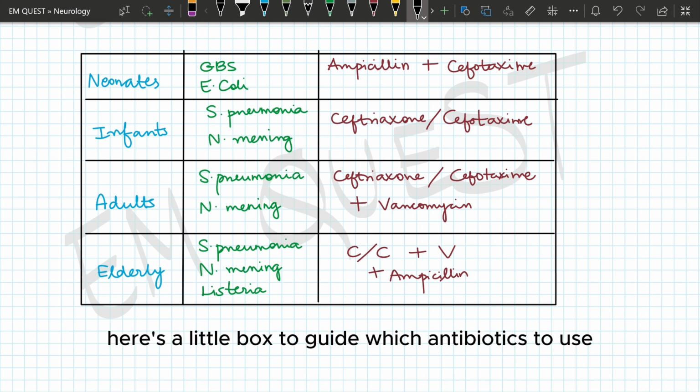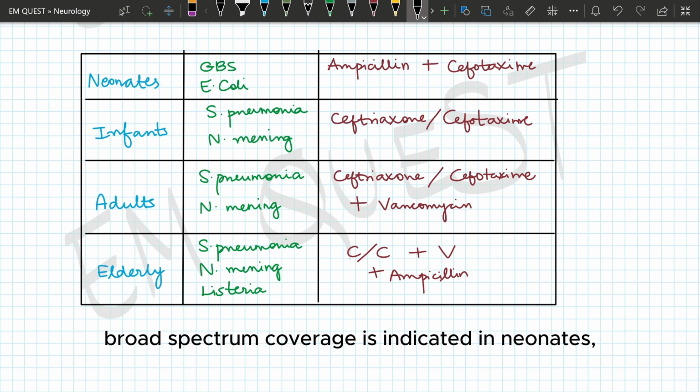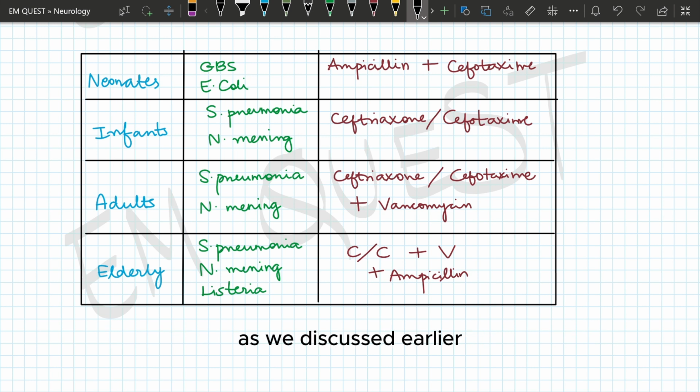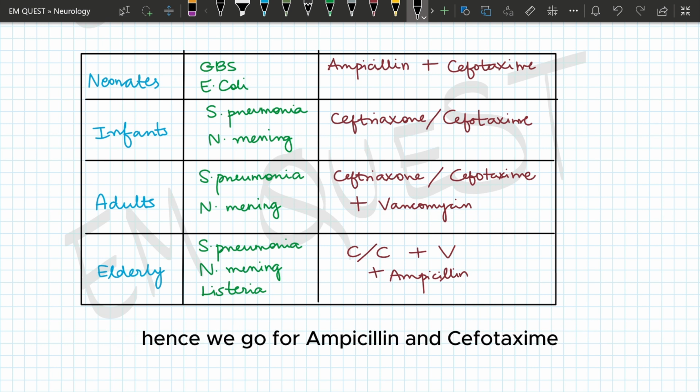Here's a little box to guide which antibiotics to use. Obviously, until the causative organism is identified, broad spectrum coverage is indicated. In neonates, as we discussed earlier, GBS and E. coli are the most predominant organisms, hence we go for ampicillin and cefotaxime.